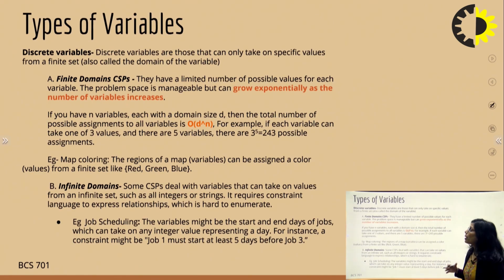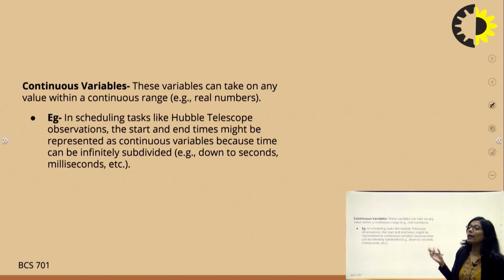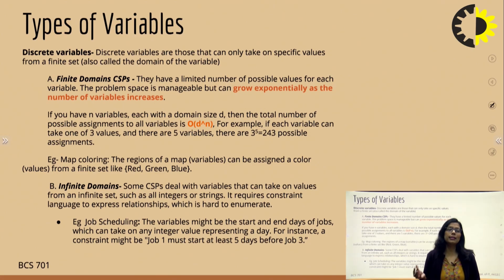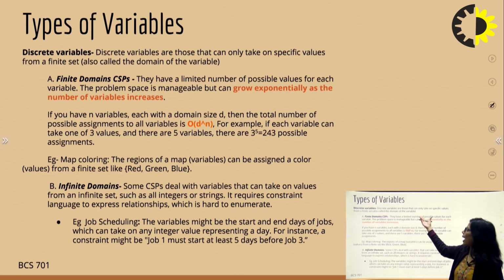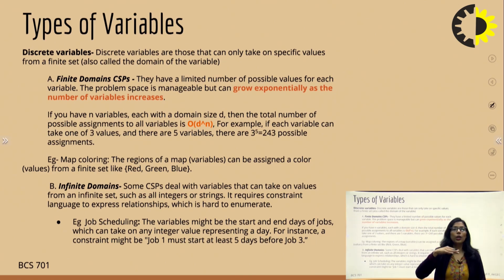Next is, what are the different types of variables? There are two types of variables: discrete variables and continuous variables. These are the variables of a CSP problem for which I want to put a value in. Discrete variables will have only discrete values, like 0, 1, 2, 3. If it is a finite domain, we call it a finite domain CSP, and if the domain is infinite, for example any integer, then it is an infinite domain.